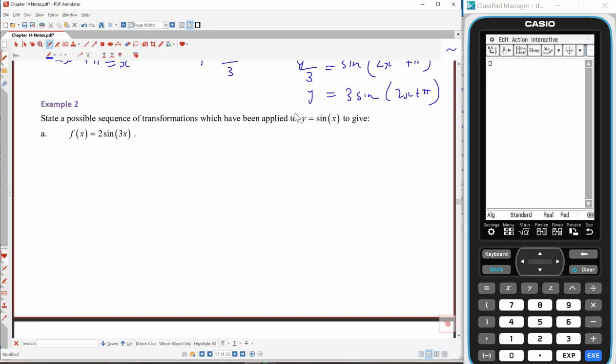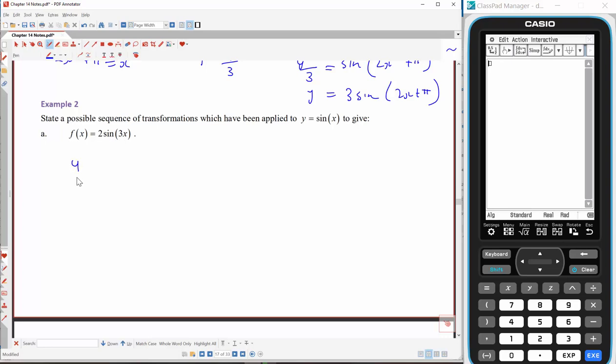What would we do to this function to make it look like this? Okay, so I know the answer to this by recognition. So this is going to be dilated by a factor of 2 from the x-axis, and it's going to be dilated by a factor of 1/3 from y. But what if you weren't sure?